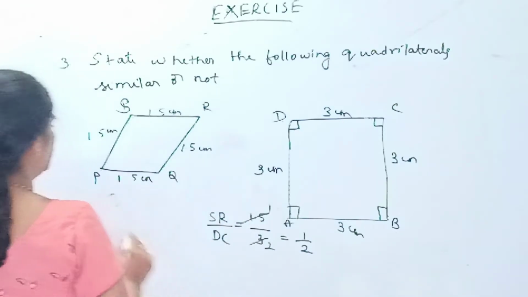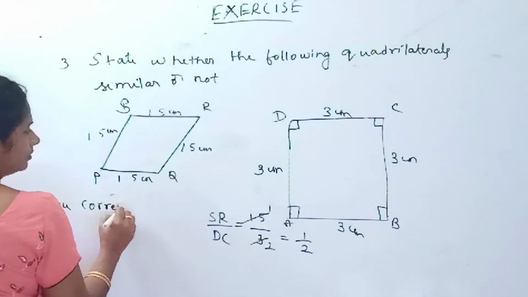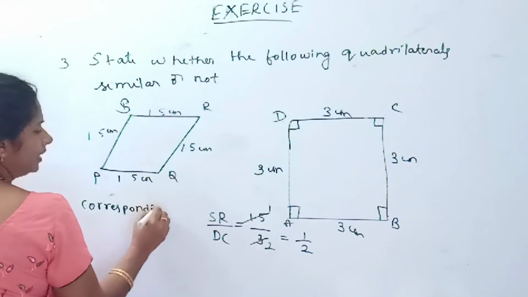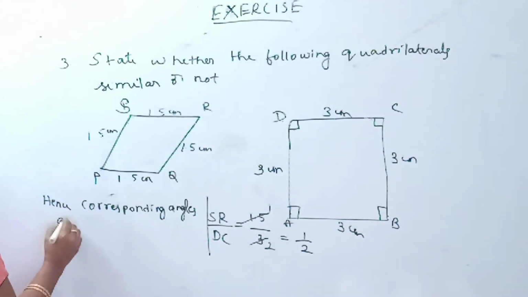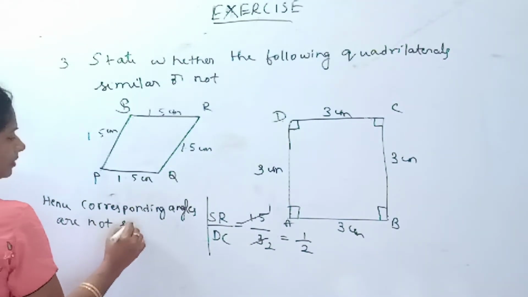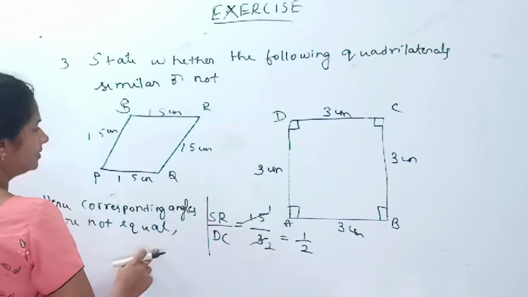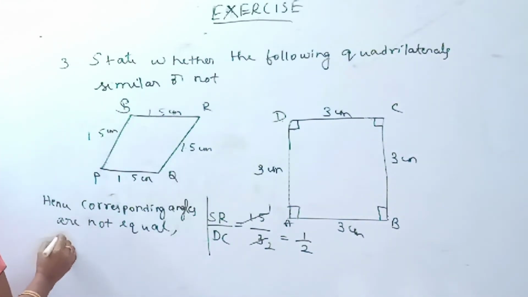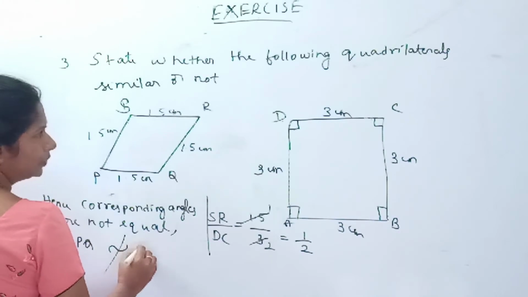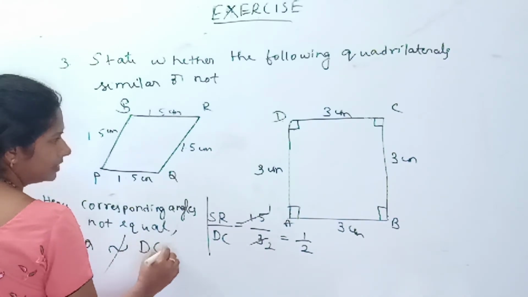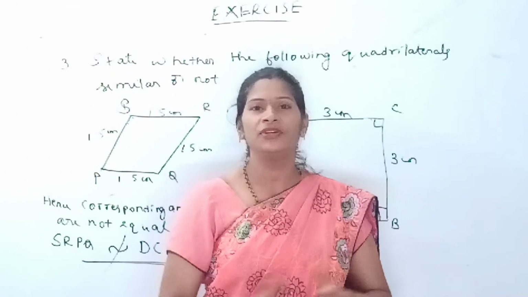Let me write the conclusion. Hence, corresponding angles are not equal. Hence the corresponding angles are not equal. Quadrilateral SRPQ is not similar to quadrilateral DCAB. With this problem, I will wind up the session.